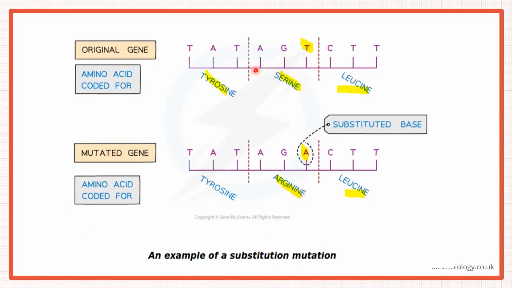The initial sequence was tyrosine, serine, leucine. Now it is tyrosine, arginine, leucine, right? So it has coded for a different amino acid, right? So in this case, this mutation can cause a disease as well, right? But for instance, if it was coding for the same amino acid, even though there was a difference in the sequencing, then there would not be much of a problem, and it would have been a silent mutation.